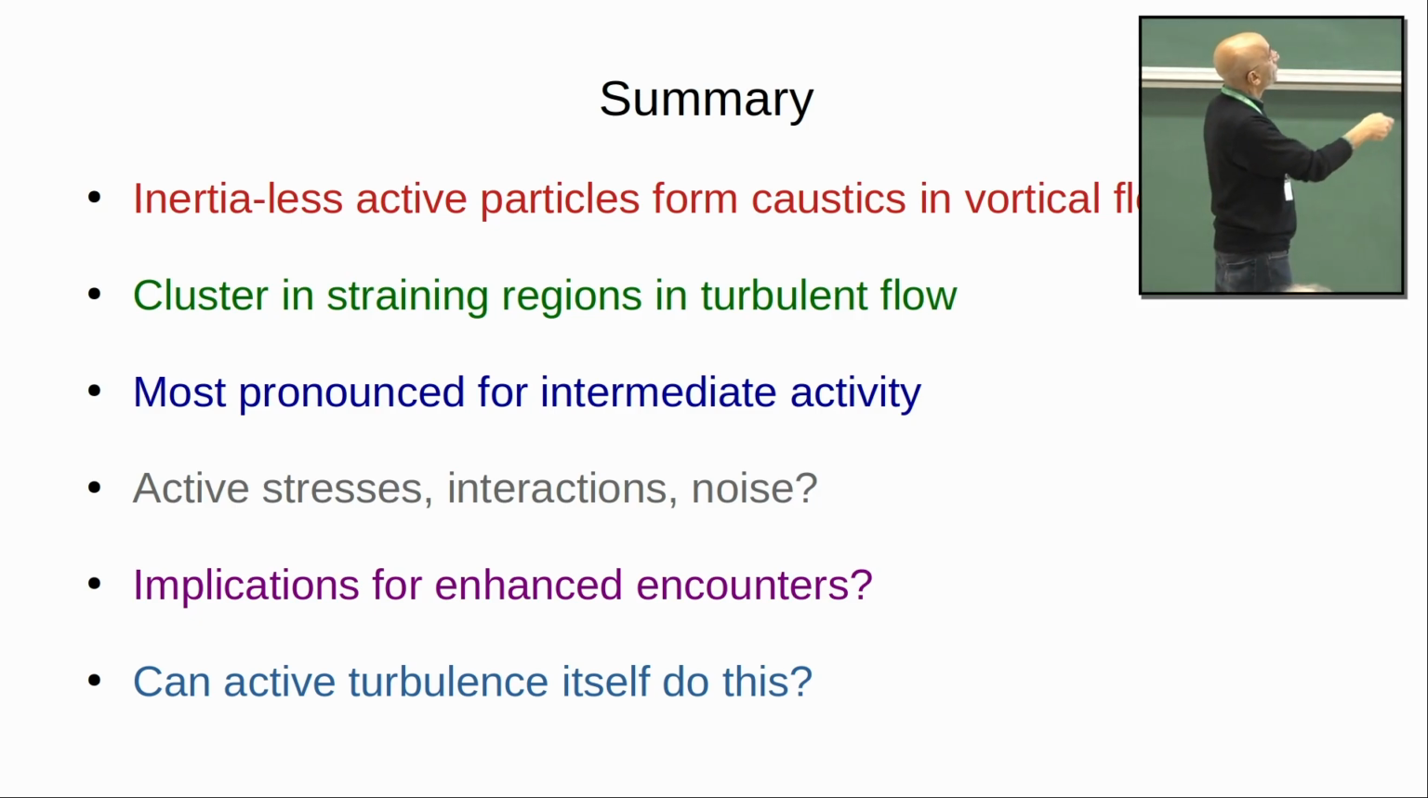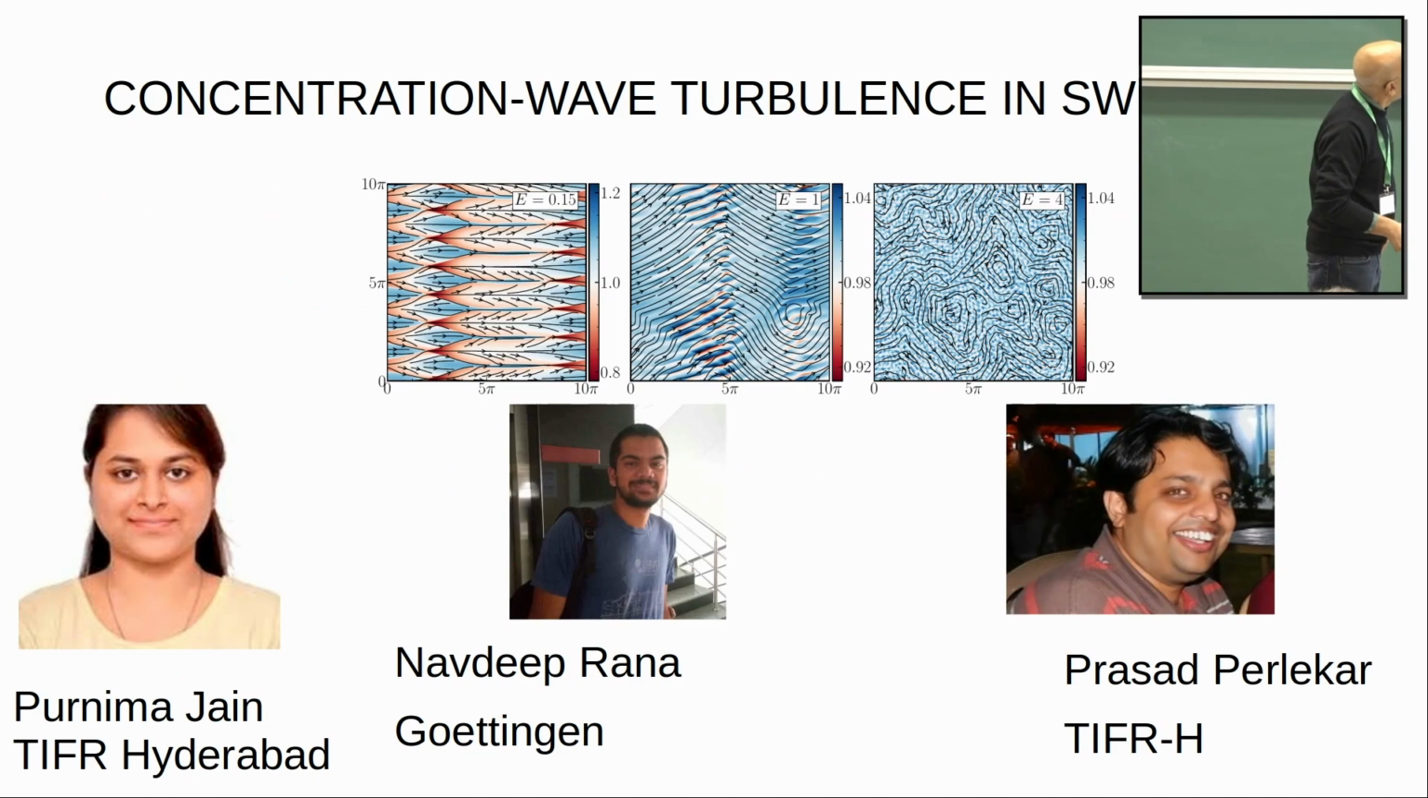So I hope I've convinced you that active particles without inertia can do things that passive particles with inertia do. They cluster in straining regions in turbulent flows. There's a sort of optimal level of activity. There are many questions that remain, such as the consequences for enhanced encounters, and even asking whether advection by active turbulence itself could accomplish phenomena like this. I don't know. Okay, now let me move to part 3.